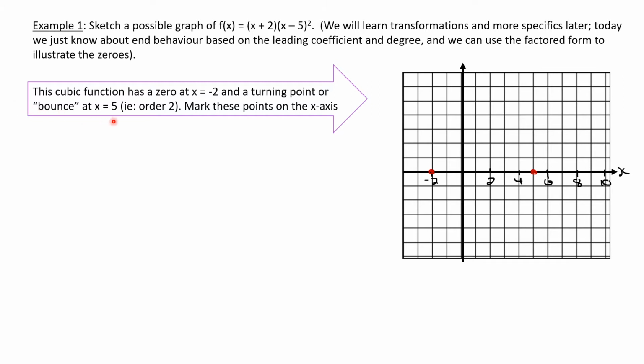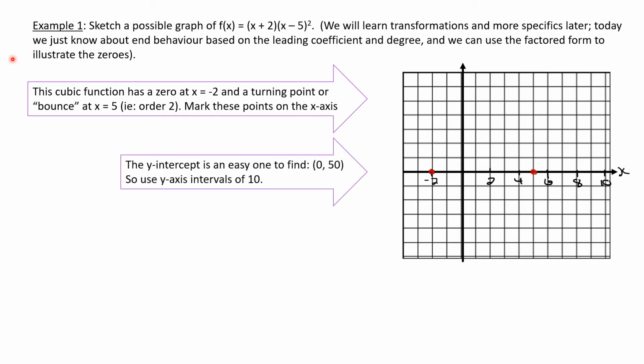Notice, remember we have a bounce at x equals 5. I don't know if this is going to bounce up like this, if the parabolic shape is going to be like it's opening up, or if it's going to be opening down. So we're going to get some more information. So far all we have are those 2 zeros.